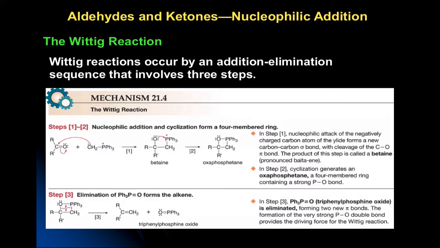Okay? And this readily eliminates by pushing these arrows to give me a carbon-carbon double bond and a phosphorus-oxygen double bond. What's the driving force for that, do you think? Notice it's not written as an equilibrium. It goes completely to the right. Okay, it doesn't like that. That's true. What else?